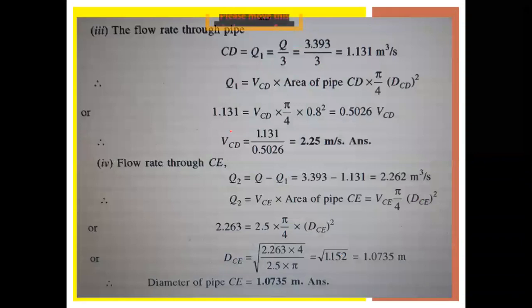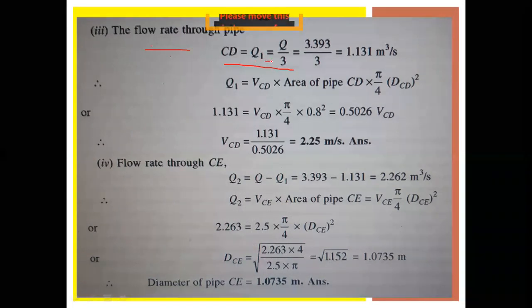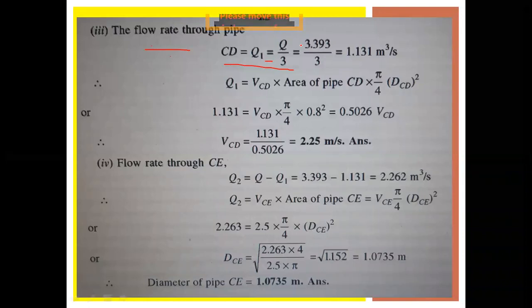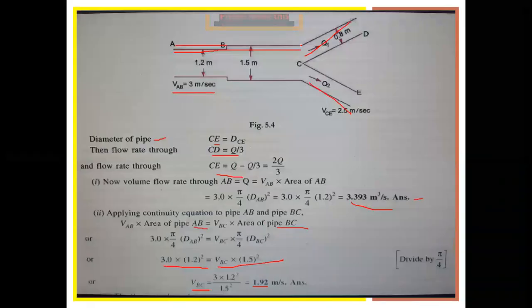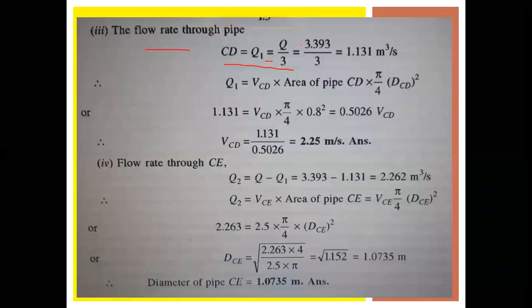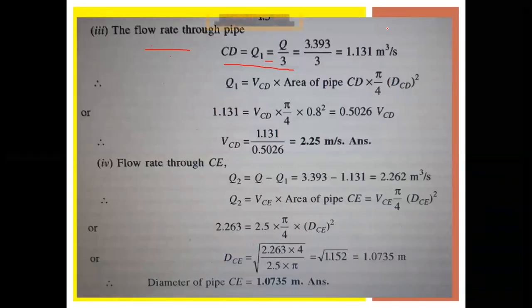What is the next thing you have to find? The next thing you have to find is the flow rate. Now CD, Q1 is equal to Q by 3. Q, as we already discussed, is 3.393, so Q by 3 is equal to 1.131 meter cube per second.